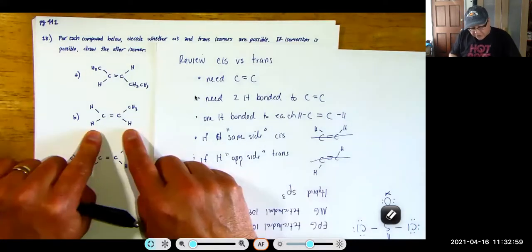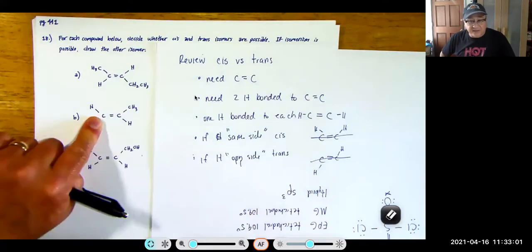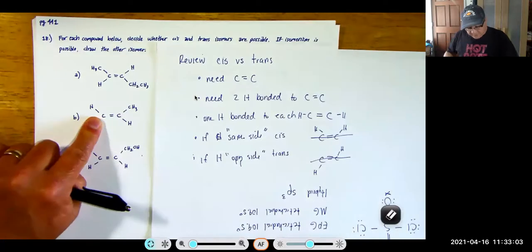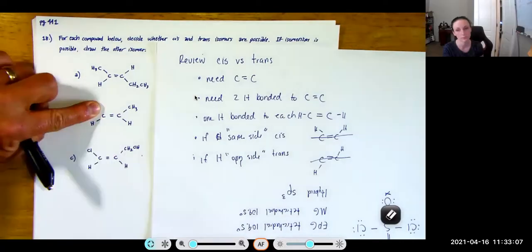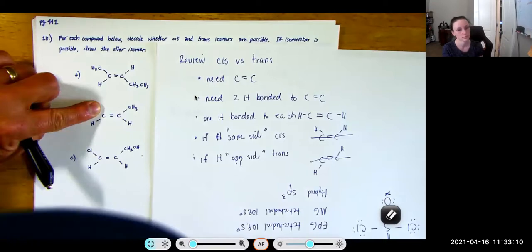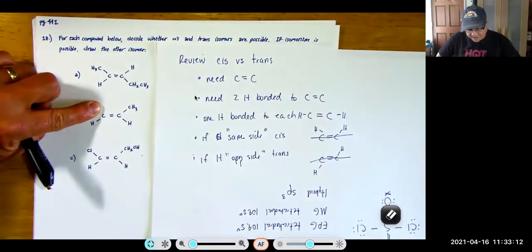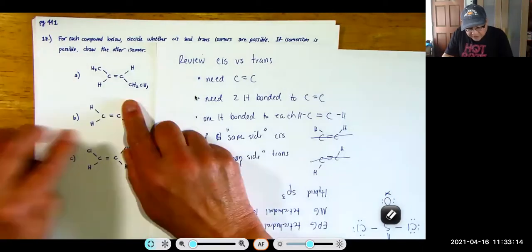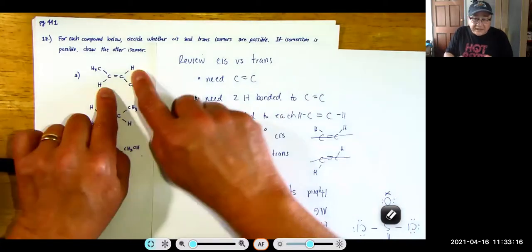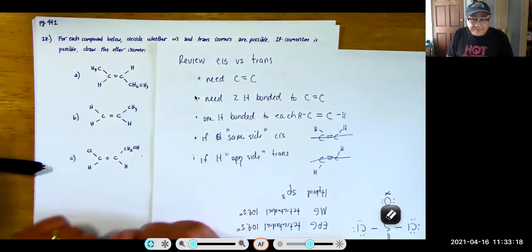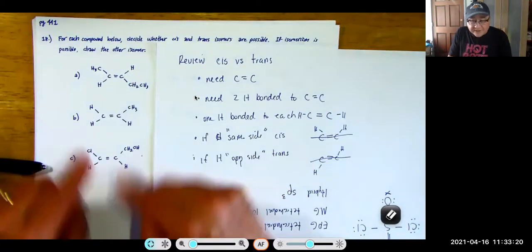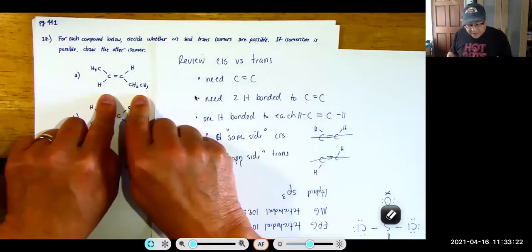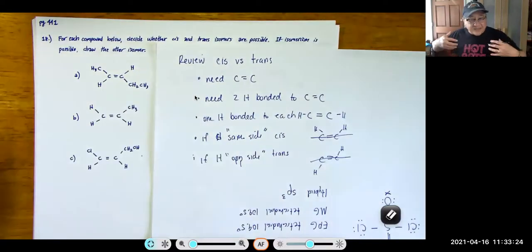Because if you look at those two, you're going to say, hey, it's trans, right? But if you look at those two, you're going to say it's cis. So if there's no clear cis or trans, then it is not cis or trans. But if we look at the one above, do you see those two hydrogens are opposite? It's clearly trans. There's no way you could call this cis. So cis and trans can only be applied where it is obviously a cis or a trans.